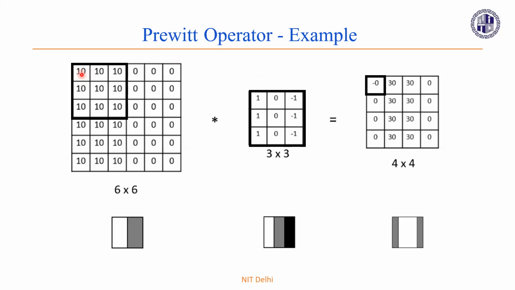How? We can calculate it like 10 cross 1 plus 10 cross 0 plus 10 cross -1. And again, for the second row, 10 cross 1 plus 10 cross 0 plus 10 cross -1. So basically, we are doing multiplication and adding them all. If we do the multiplication and add them all, we get the value 0 over here in the first row, first column area.